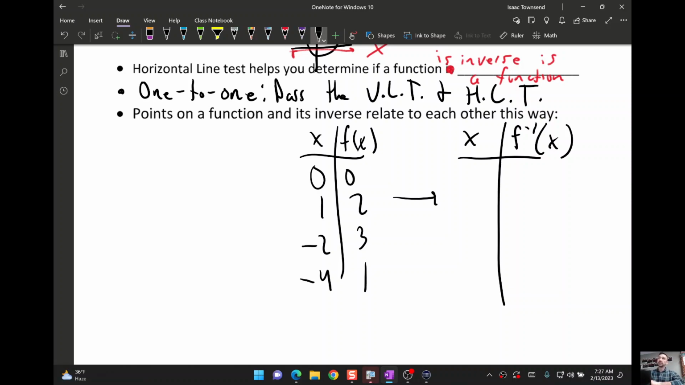Because all it means to be an inverse function is that you're swapping input and output. So if you switch (0, 0), it's going to stay (0, 0). But (1, 2) is going to become (2, 1). (-2, 3) becomes (3, -2). Swap input with output.